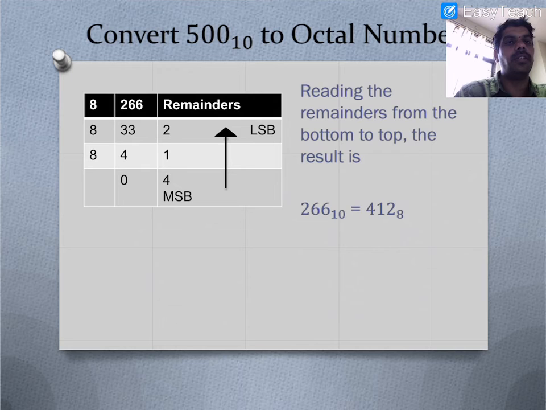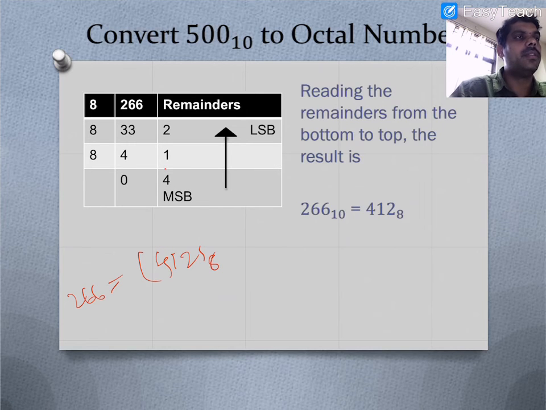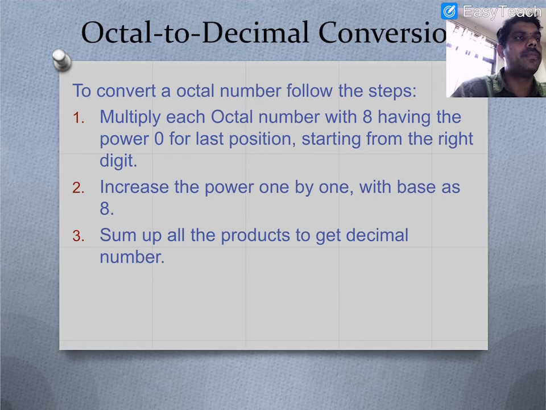See 266, here we are going to convert: 8 33s are 264, remainder 2. 8 4s are 32, remainder 1. Then 4. So 412 is the octal representation for the decimal number 266, right?